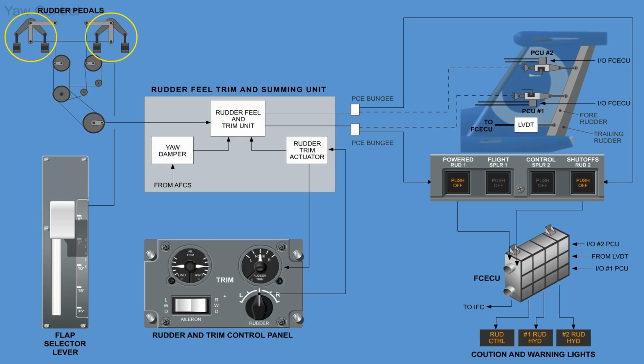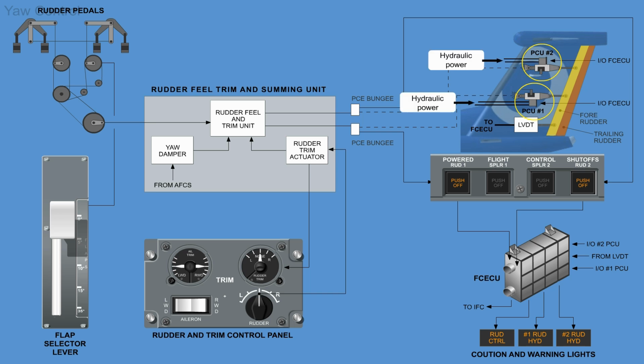Movement of the rudder pedals supplies yaw commands to the rudder control system and is mechanically transmitted from the pilot's and co-pilot's rudder pedals via the rudder feel and trim unit. This gives artificial feel to the rudder pedals during operation and also to the rudder power control units to the rudder surfaces. The power control units move the rudder surfaces by using hydraulic power. Power control unit number 1 receives hydraulic power from the number 1 system, and power control unit number 2 receives hydraulic power from the number 2 system.